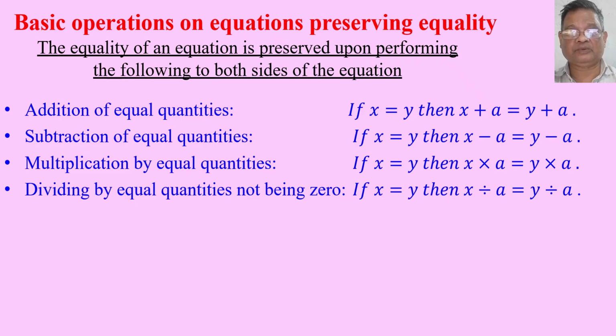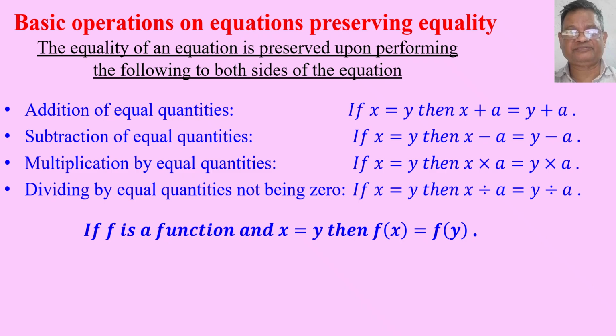Dividing by equal quantities, not being 0: if x equals y, then x divided by a is equal to y divided by a. If f is a function, then also if x equals y, then f(x) is equal to f(y).